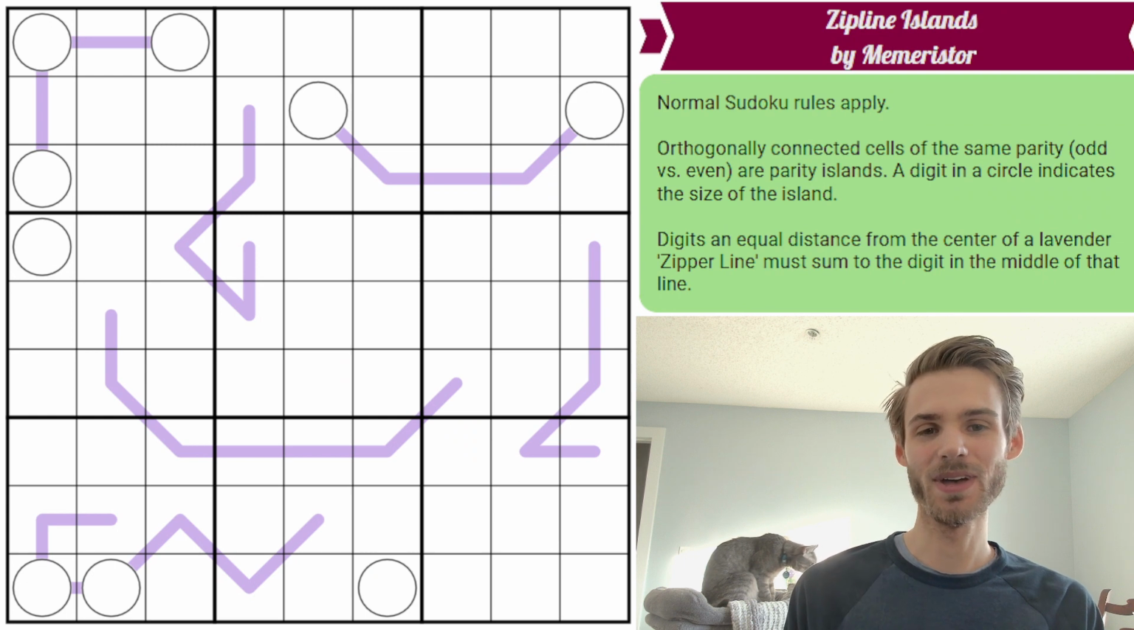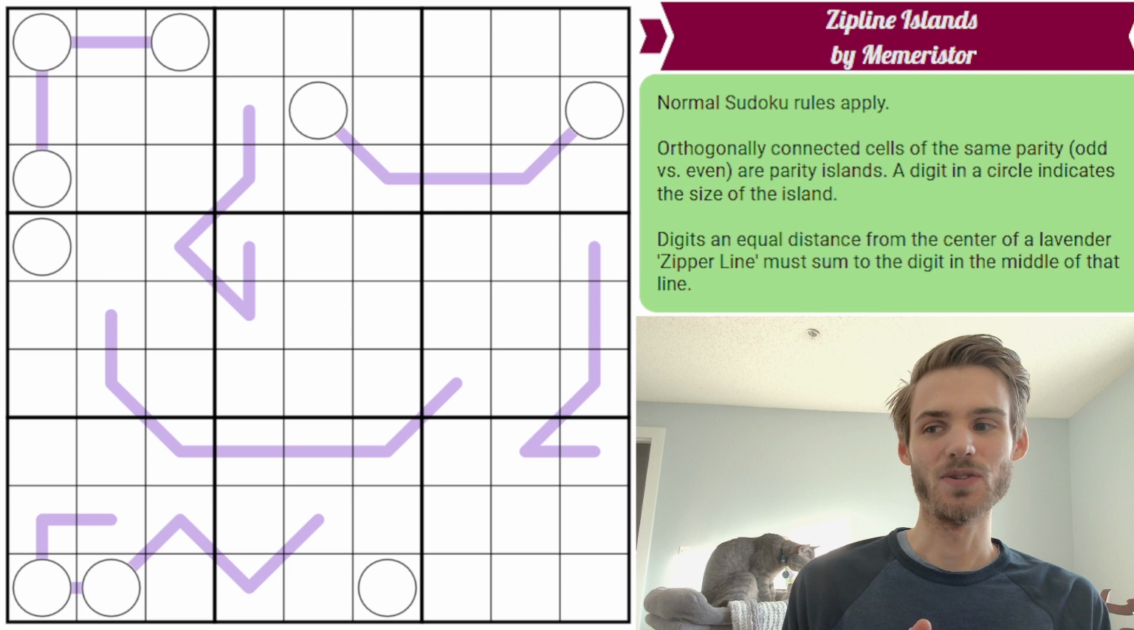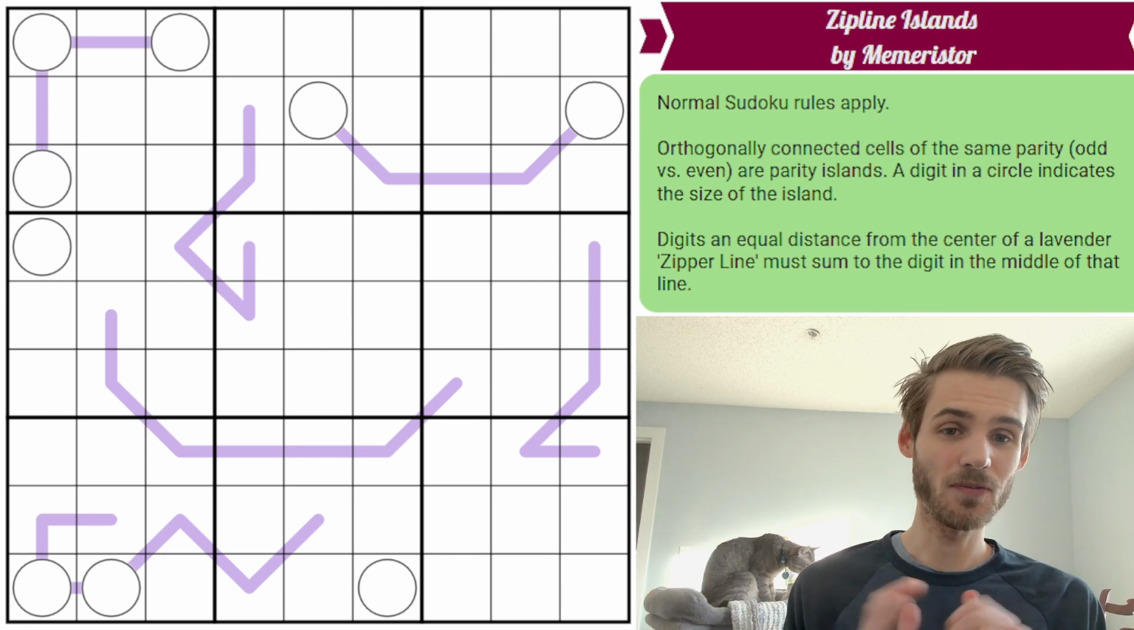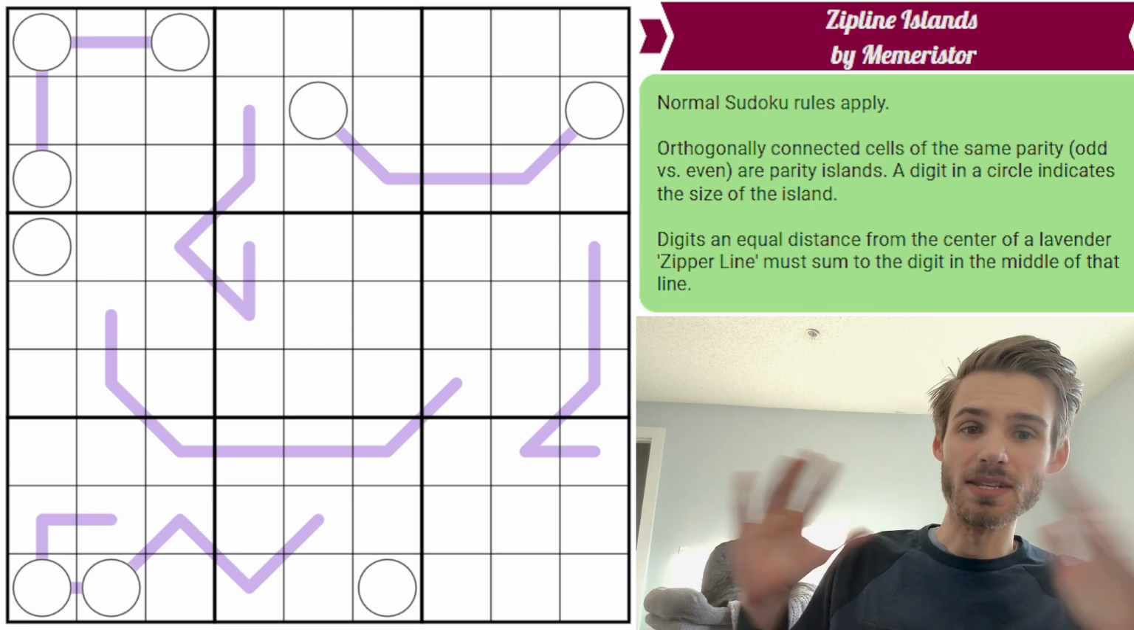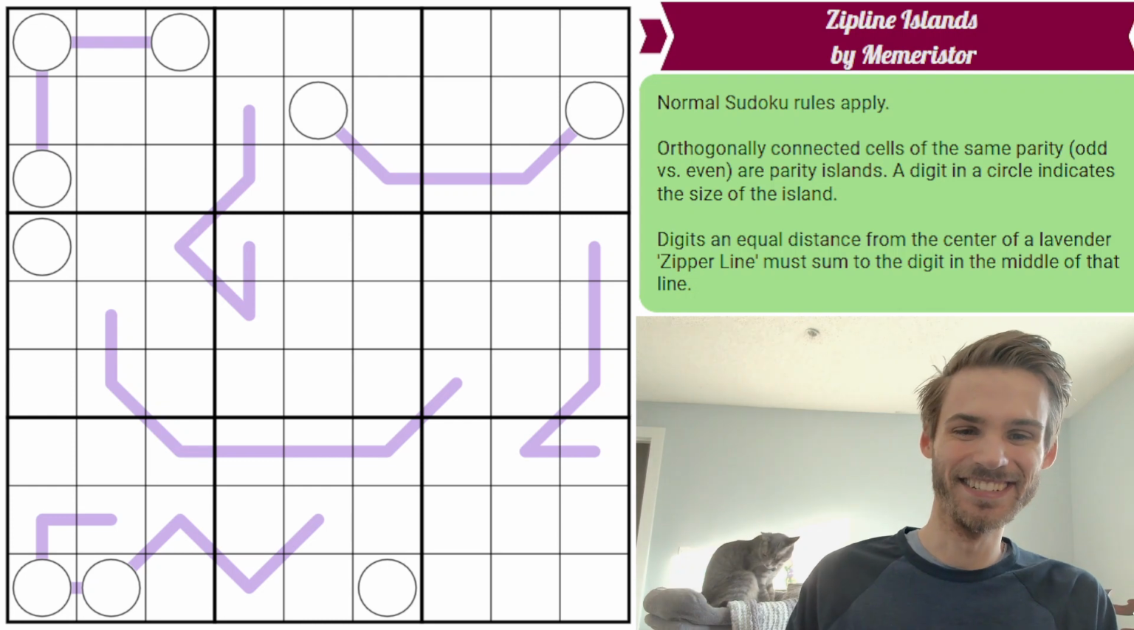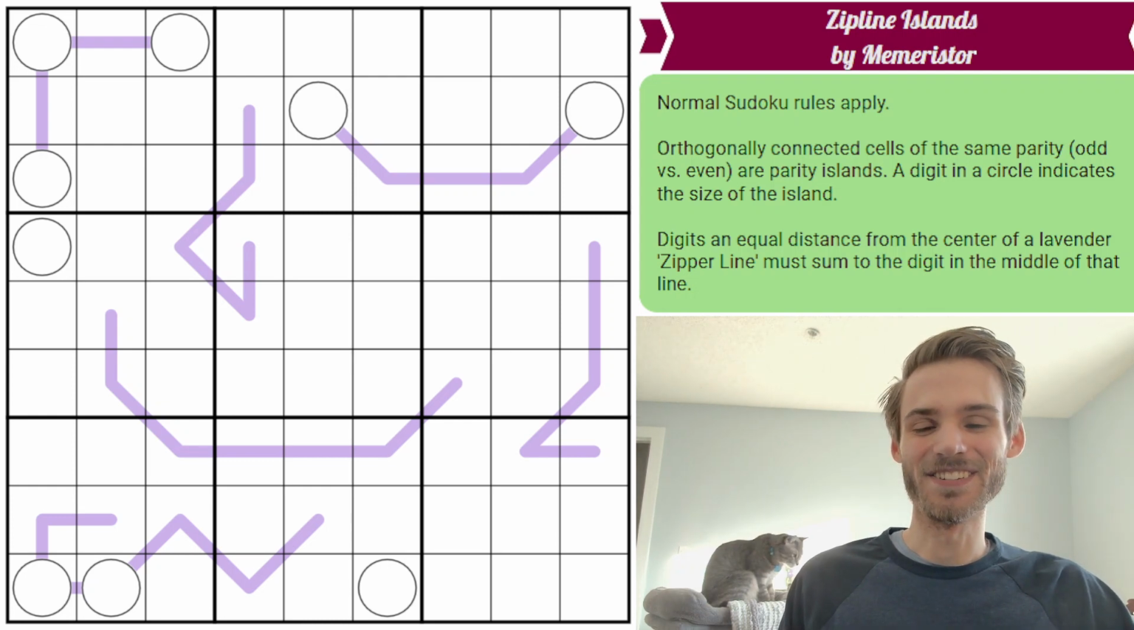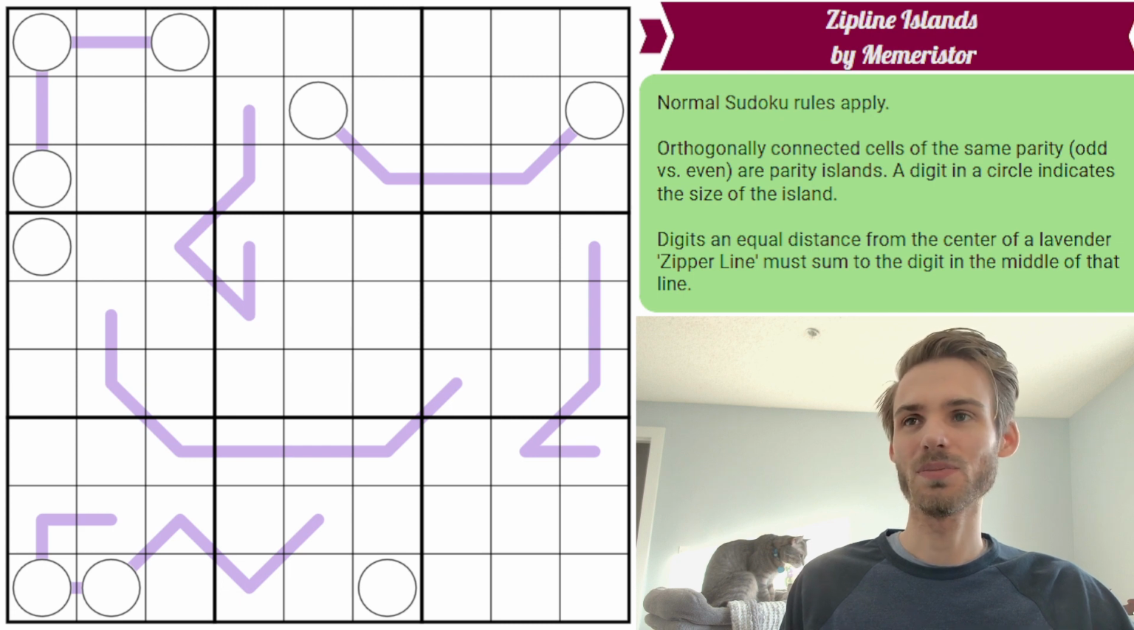This is a puzzle that we had as a challenge for my viewers to get votes for the upcoming Setter Spotlight 3. Alright, let's get right into it. So we have zippers and parity islands. So zippers are pretty popular, but parity islands not so much.